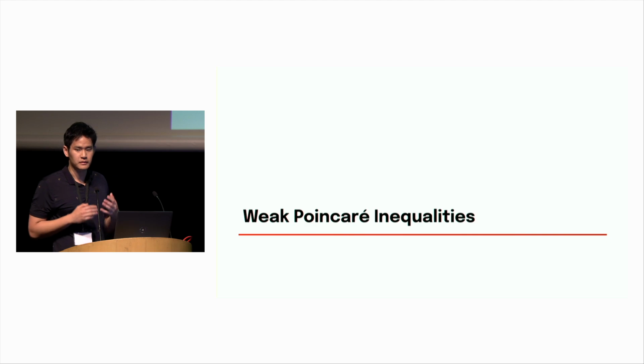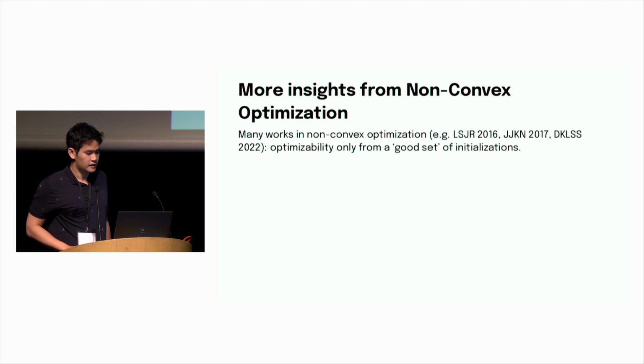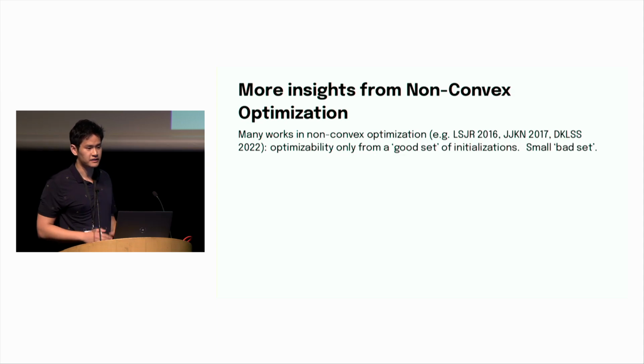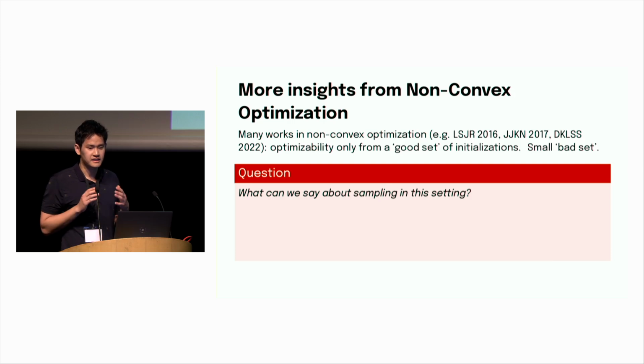Now I'll get into some further results on weak Poincare inequalities. In many works in non-convex optimization, optimizability only holds from a good set of initializations. There is a small bad set S. The good thing for optimization is that if you initialize at random, with high probability your initialization starts in the good set. So we can optimize globally in many such examples, and examples are in those papers. We're interested in what we can say about sampling in this setting.